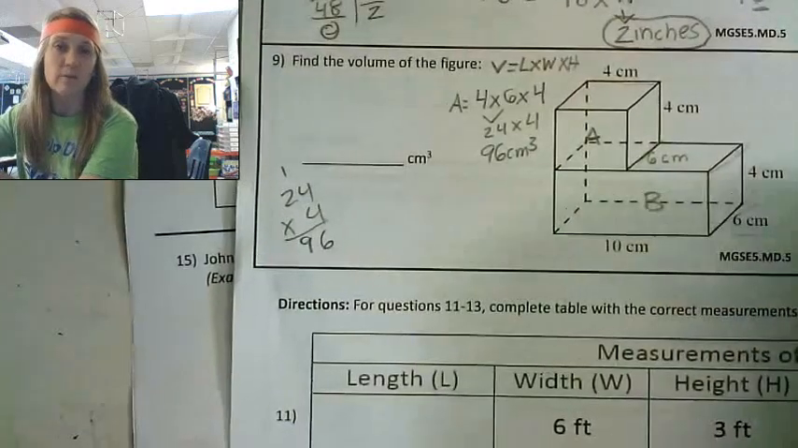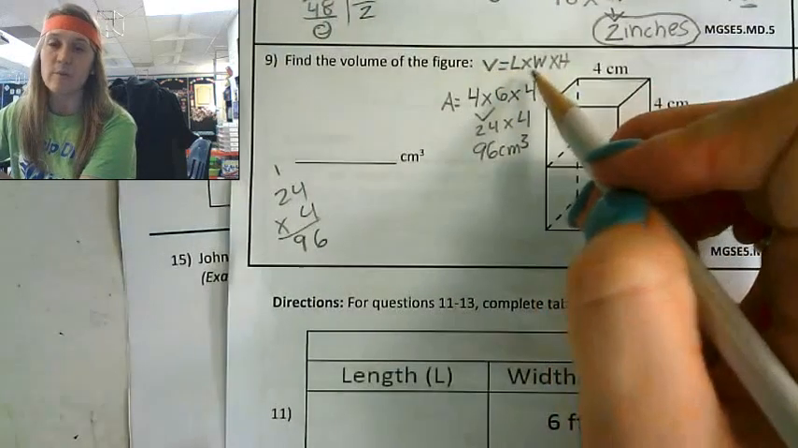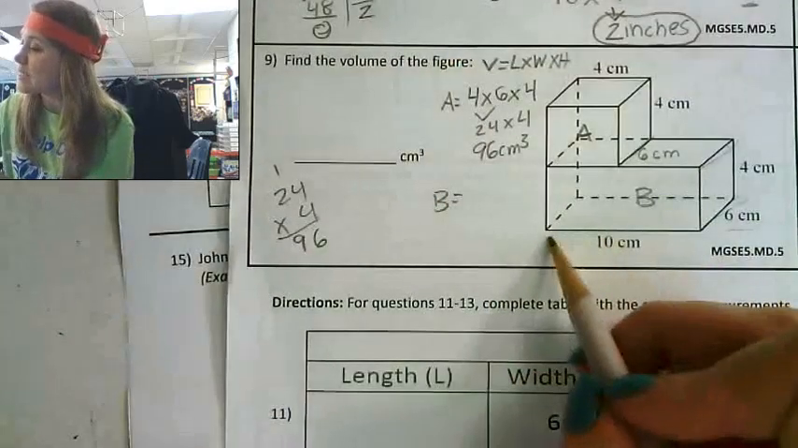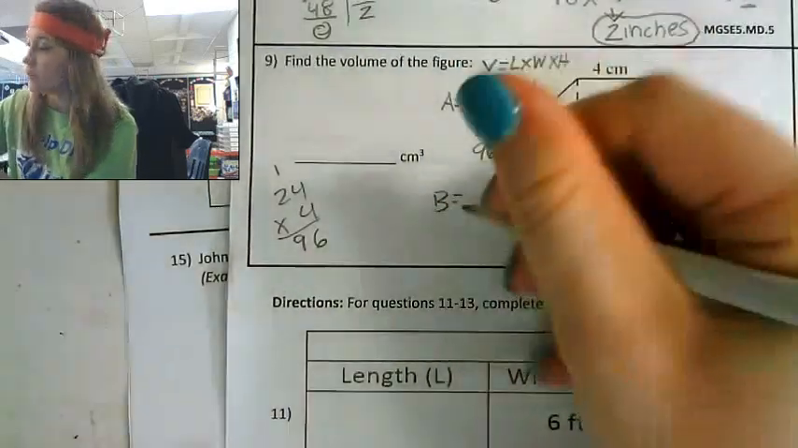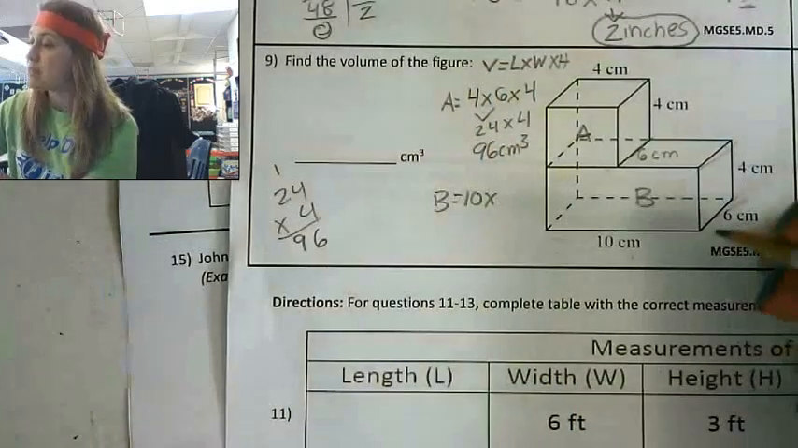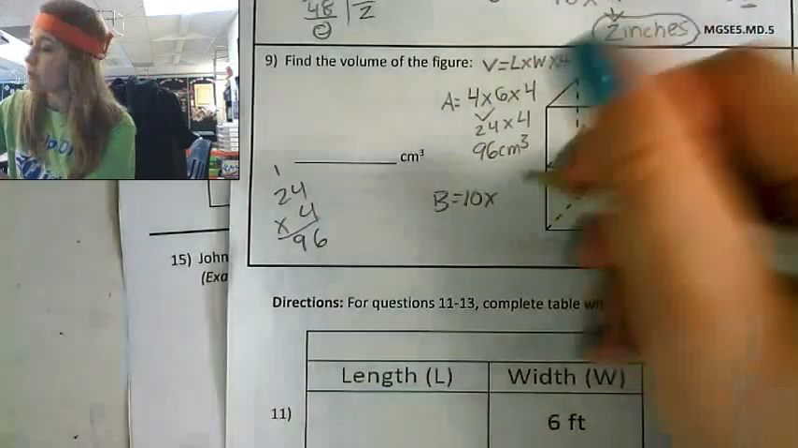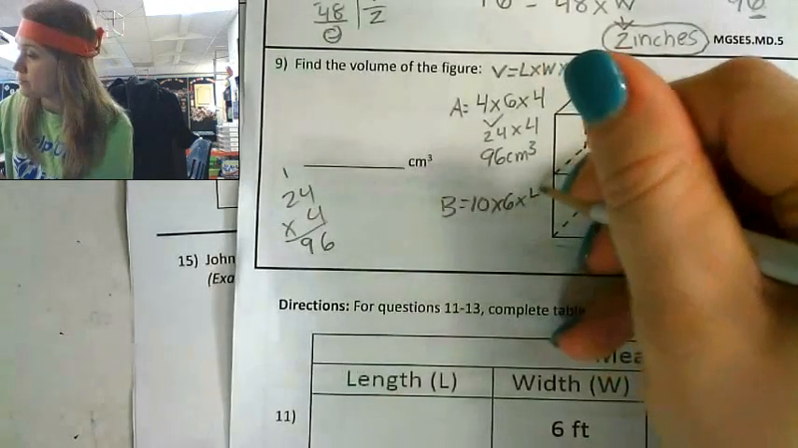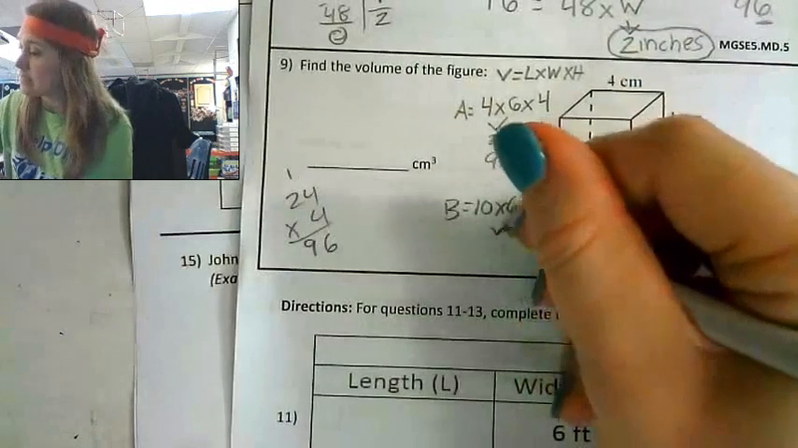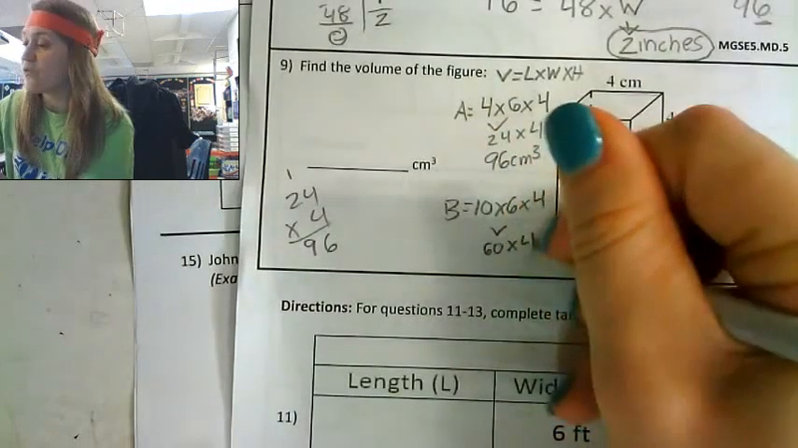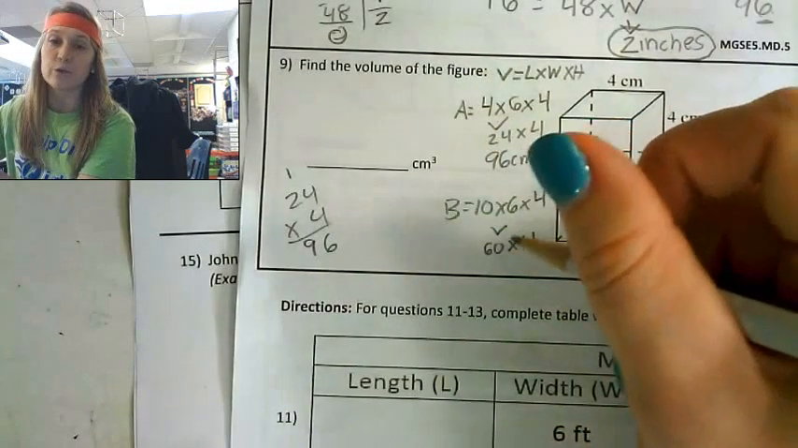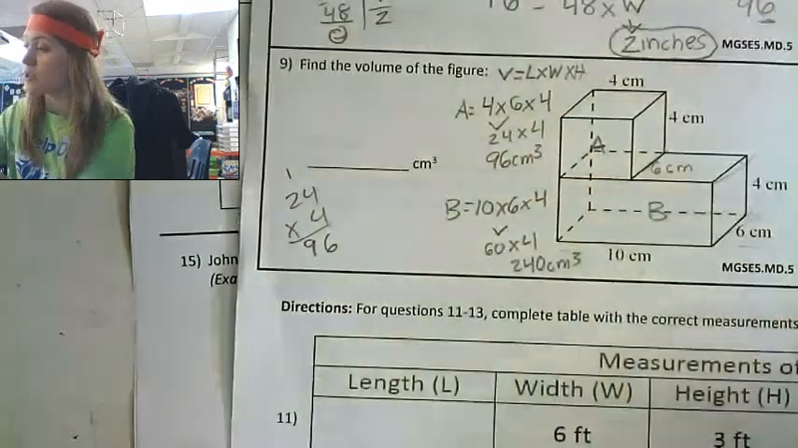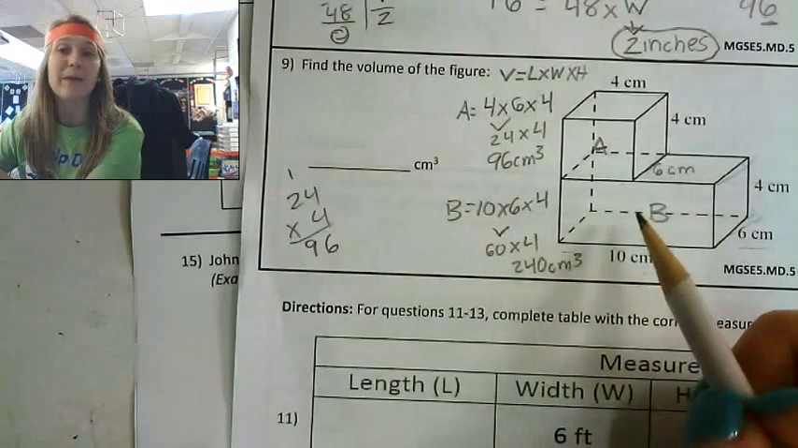Now I have to find my volume for B. Okay, still using my formula, length times width times height. Let's figure it out. My length is 10 centimeters. They went ahead and labeled it for me. My width, we've already figured that out, that's 6 centimeters. And my height is 4 centimeters. 10 times 6, 60, times 4. 6 times 4 is 24, and add your 0, 240 centimeters cubed. That's my volume for B.